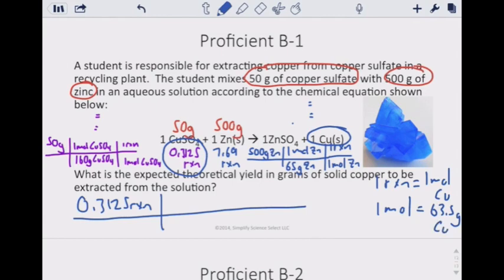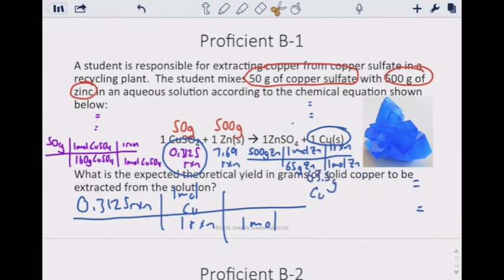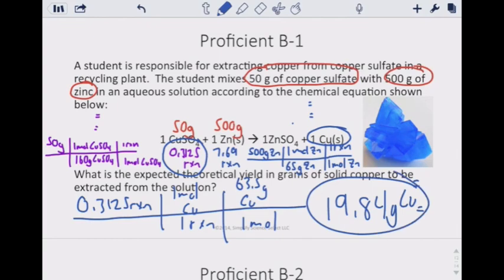Okay, why did I need that? It said grams of copper. Anytime it says grams, gotta have the molar mass. So I set this up, and when I see 1 reaction, that'll cancel out there. It's 1 mole of copper, and then we keep going. 1 mole of copper is our 63.5 grams of copper. And what we'll see is that we can produce a theoretical yield of 19.84 grams of copper. And that would be our answer.